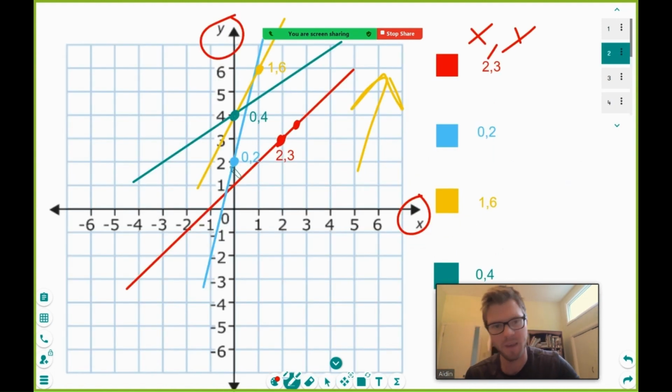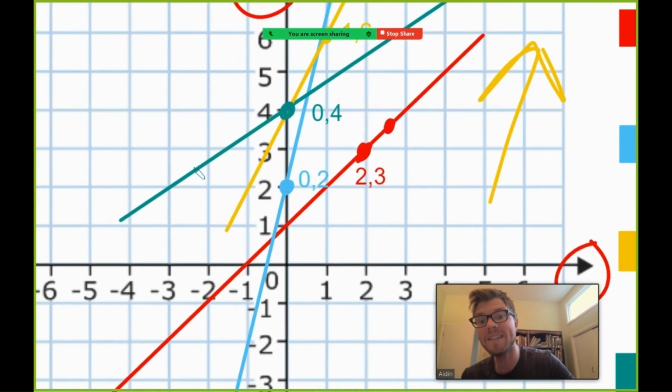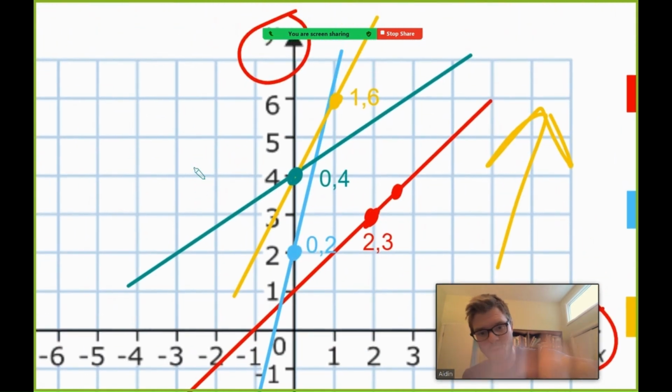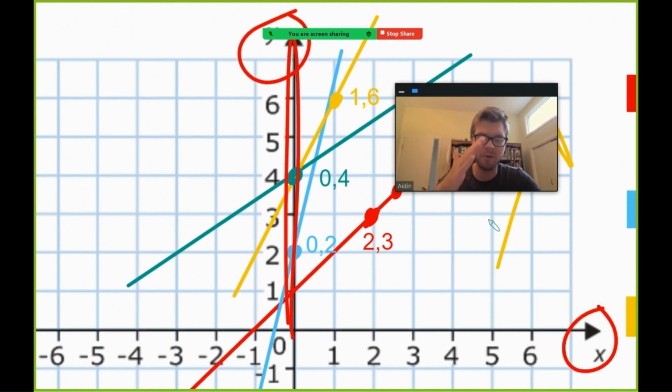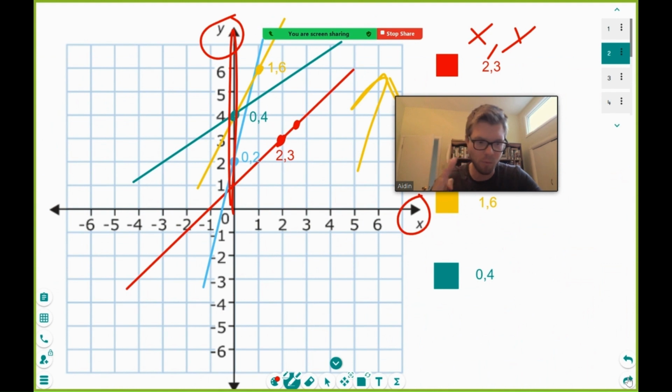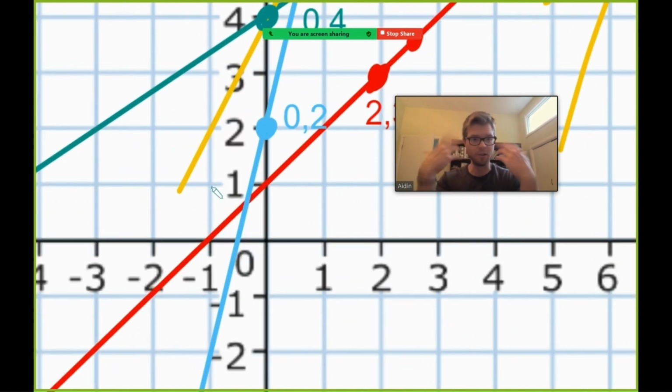Let's go back. The y-intercept is the point where x is 0 and y is intercepting this y-axis here, when it's crossing through. When it's crossing through that y-axis, that's what we call the y-intercept. So x just has to be 0.